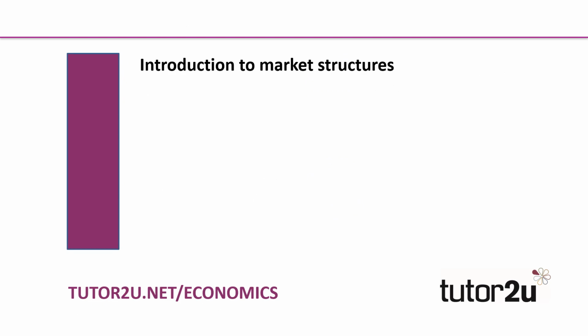So that just gives you a brief introduction to the features of perfect competition. In a later lesson further into the course, you'll be learning far more about it, but just as an introduction for the moment. In the next video in this series, we'll be looking at the market structure at the other end of the spectrum of competition, monopoly.